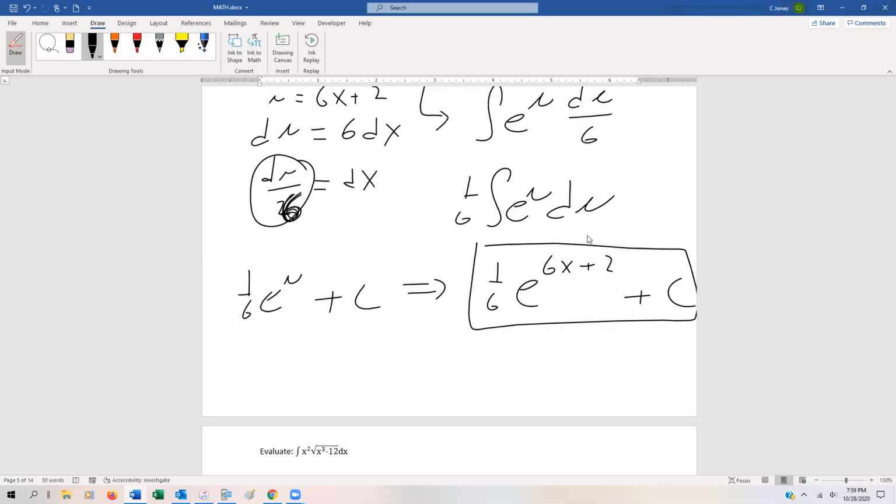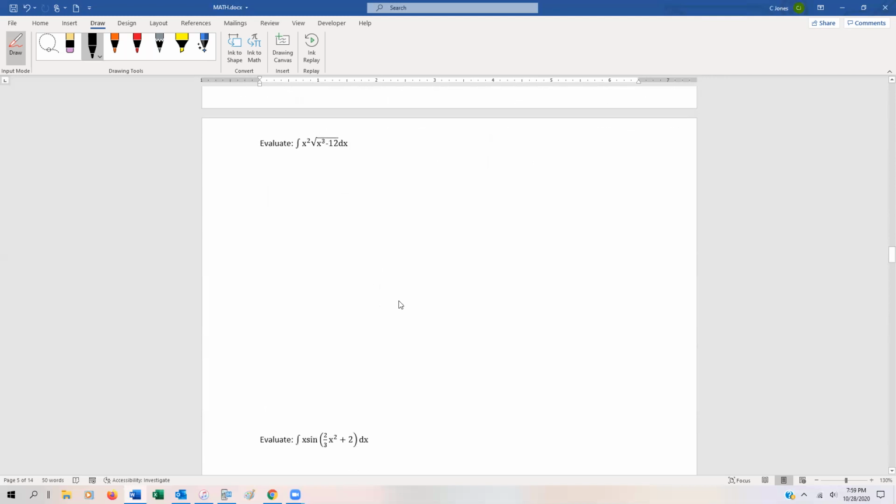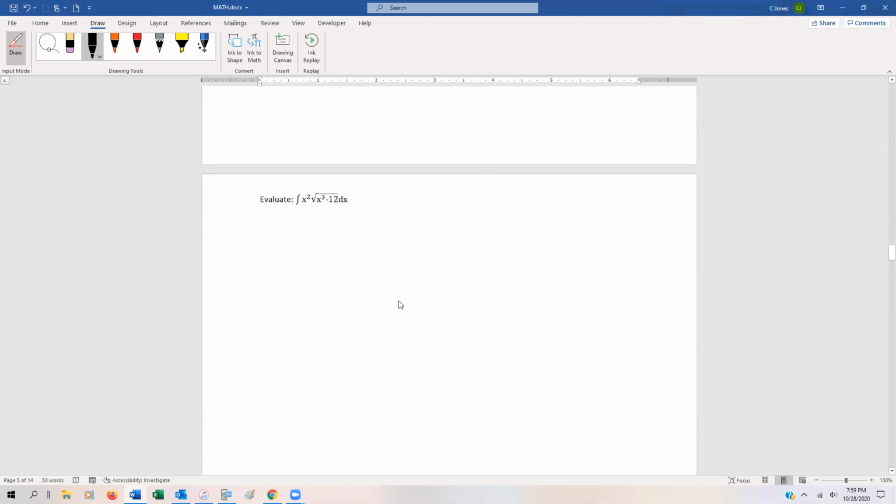All right. So one last example. And this one should be pretty straightforward. So we have the square root of x cubed minus 12. One of the tricks that we usually do is we try to take the derivative of what's in the radical. Okay, so the radicand. So we're going to let u be equal to x cubed minus 12.